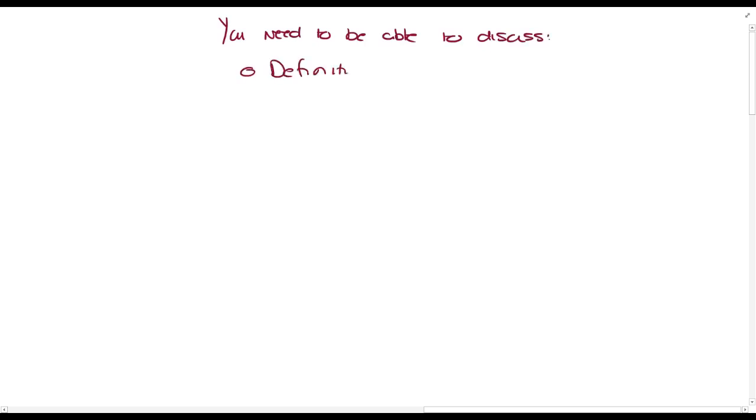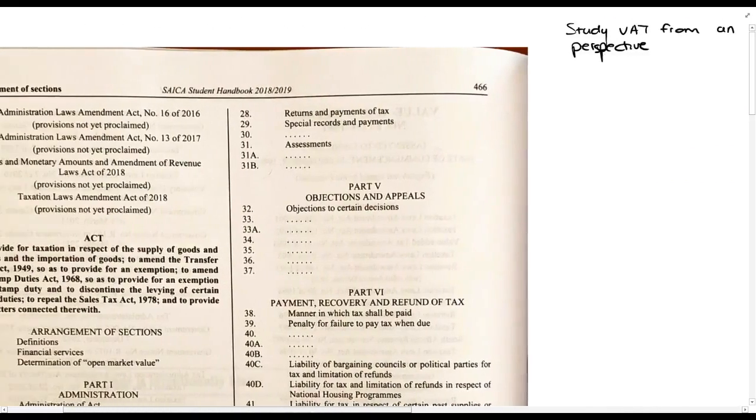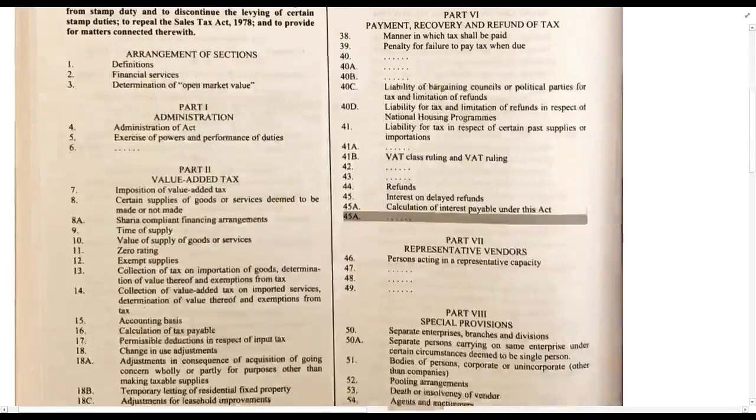Another important aspect that you need to remember is that you need to be able to discuss definitions, timing rules, value rules, and any other special rule that might exist for a transaction. So, how are we going to approach this then, knowing what we have to do here?